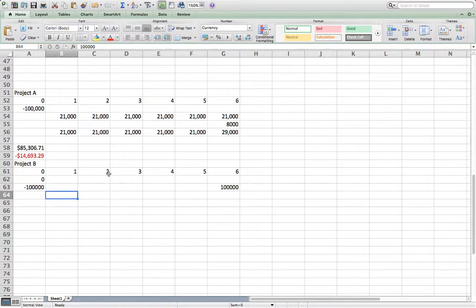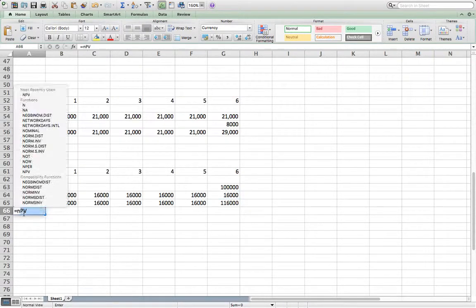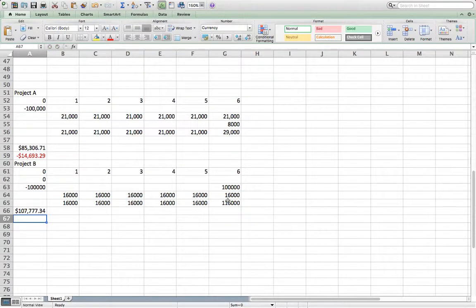And then our inflows are 16,000 with no salvage value. $16,000 for the next years with no salvage value. So make sure you just total up all of your cash flows. So it's exactly the same through years 1 through 5, and then year 6 you're going to get that full $116,000 back. Equals NPV. Rate is still 14%. Cash flow values. And then you'll take out your initial investment.